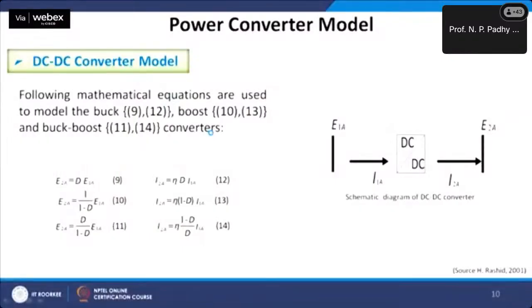Now, one more important model is the DC-DC converter model, where there are a few equations. You can see the DC-DC converter and the bus 1, and you can experience bus 2 with a new voltage through a DC-DC converter. The following mathematical equations are used to model buck, boost, and buck-boost, where equations 9 and 12 are used for the buck type, 10 and 13 for the boost type, and 11 and 14 for your buck-boost converters.